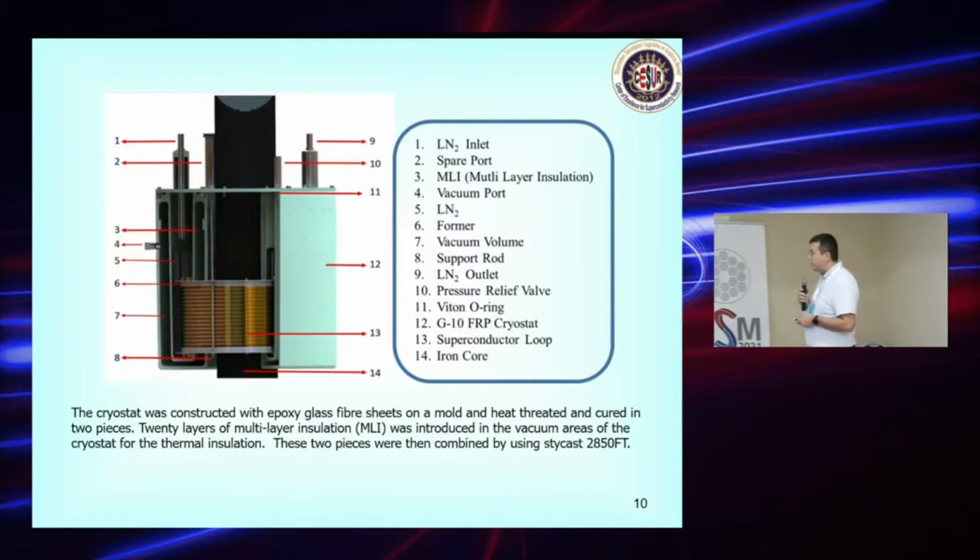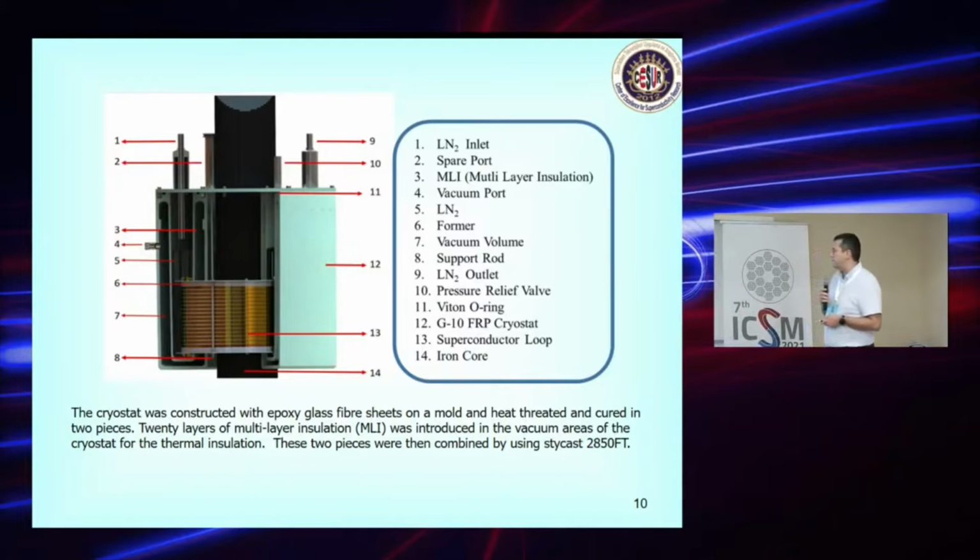And we have a vacuum jacket here and MLI also in the cryostat. We use this system: LN2 inlets, spray port, vacuum port, former, and we can see the vacuum volume here. The advantage of this cryostat is that we don't need any current lead for electrical connection here, because this is a closed loop. This is an advantage for the cooling volume for us.